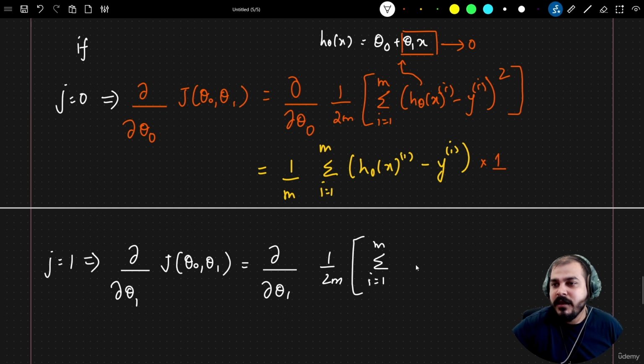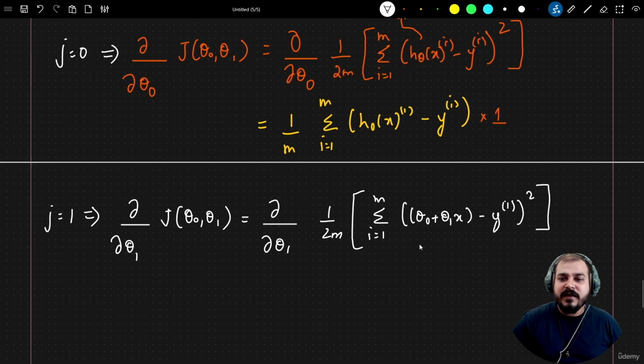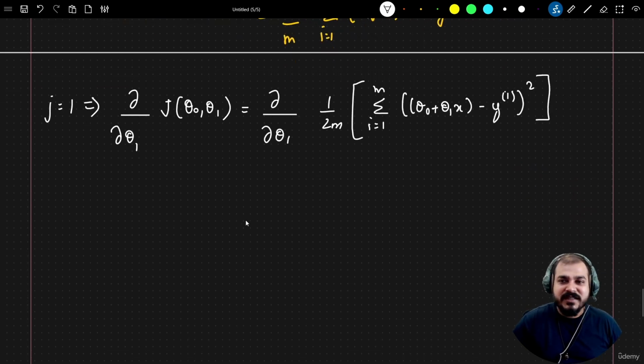and it will be the same thing, summation of i is equal to 1 to m, and let me just equate this as h theta of x with theta 0 plus theta 1 into x. Okay, theta 0 plus theta 1 into x. I could have replaced it over here, but it's okay. This is what I will be getting, right? Now we are just going to find out the derivative with respect to this specific equation.